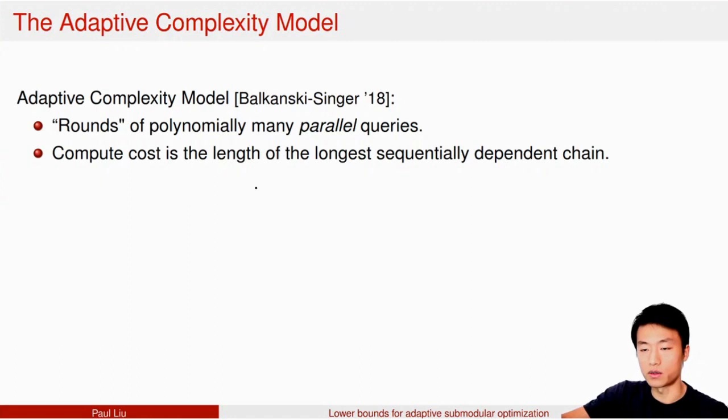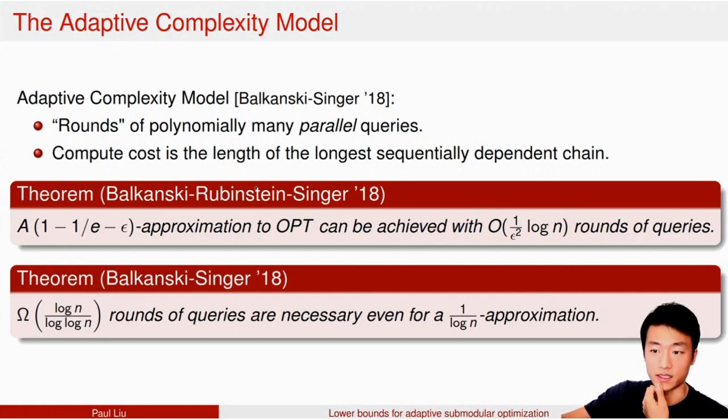They formalize a model called the adaptive complexity model. In their model, they define rounds of queries where all the queries are independent, and the computational cost of an algorithm is then the length of the longest sequentially dependent chain. In this model, the greedy algorithm is an O of k cost algorithm. A result in 2018 by Balkanski, Rubinstein, and Singer shows that you can get close to 1 minus 1 over e, and you can do this in 1 over epsilon squared log n rounds of parallel queries.